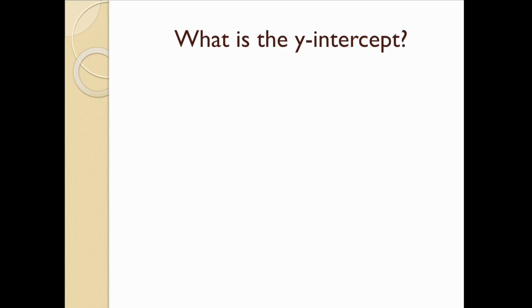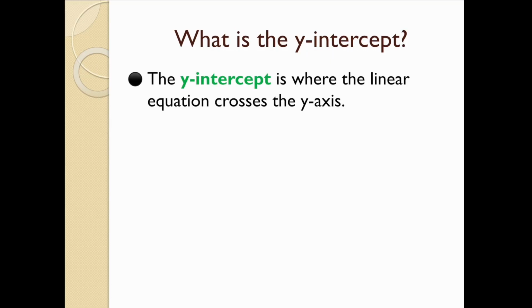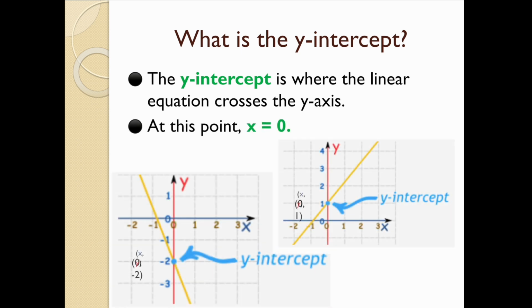Good. So, what is the y-intercept? The y-intercept is where the linear equation or graph crosses the y-axis. At this point, x is equal to 0. Okay, so let's look at this here now.